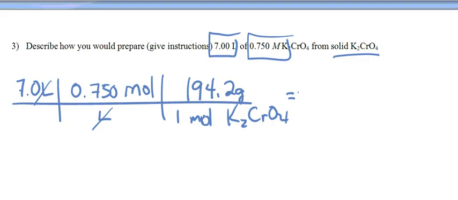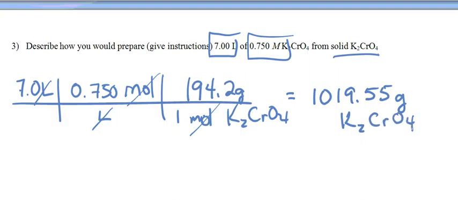Alright, so now what I'm going to do is I'm going to calculate this all out. My moles will now cancel out and I'm left with grams. Now I have something that I can use to measure out to make this solution. So I have my 194.2 grams in my calculator, so I'm going to multiply that times 0.75 and then multiply that times 7. So that means I need 1,019.55 grams of potassium chromate, and we do not want to round this number.